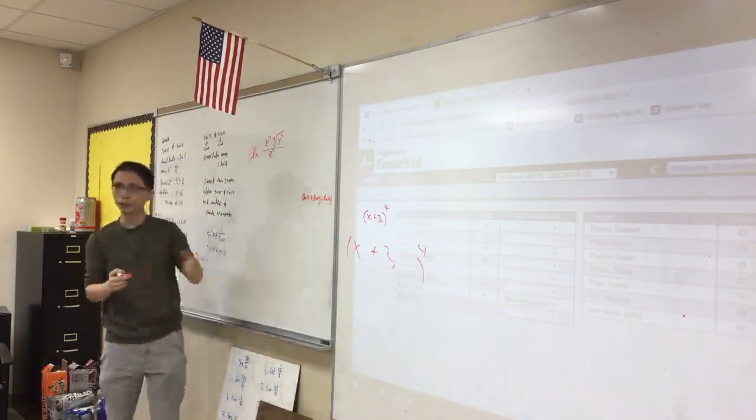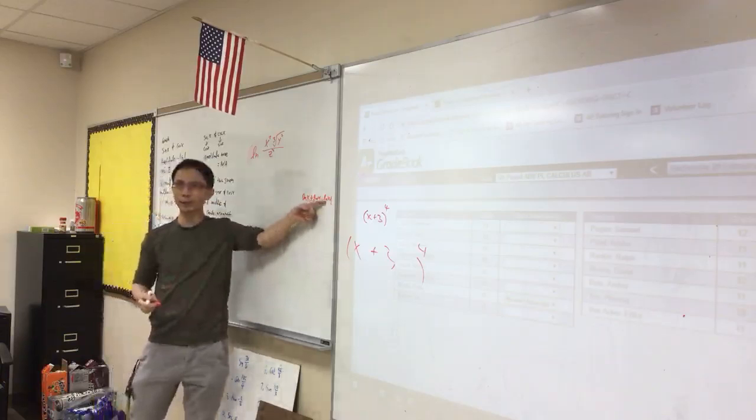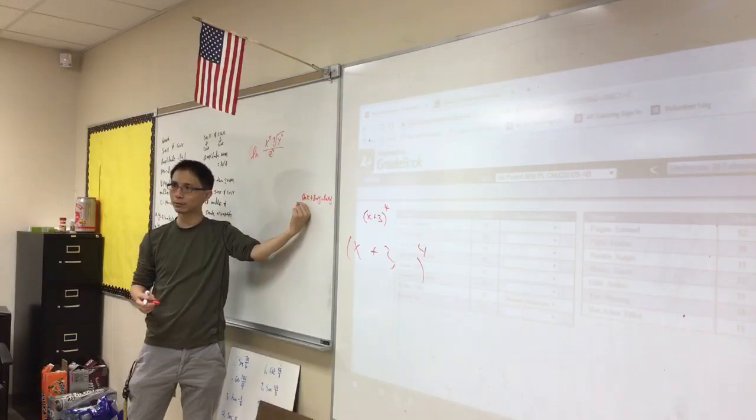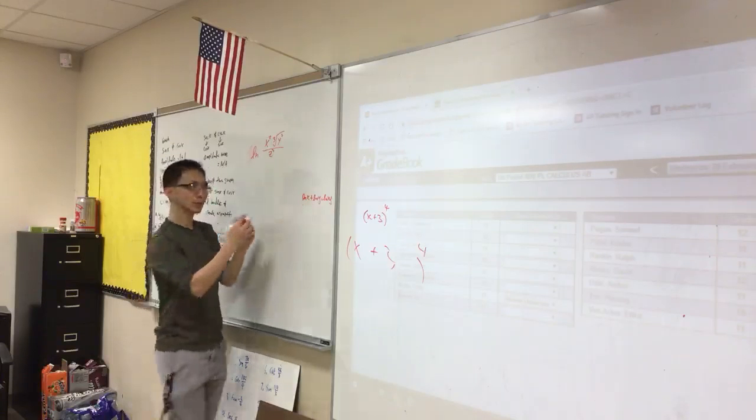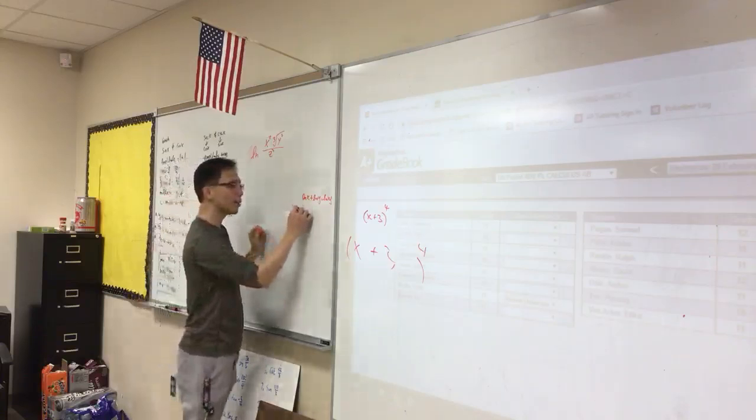So this is like equilibrium in chemistry, right? You can go this way or you can go this way. Why would you go the other way? Because the math is going both ways.